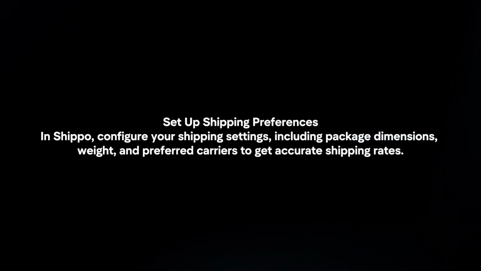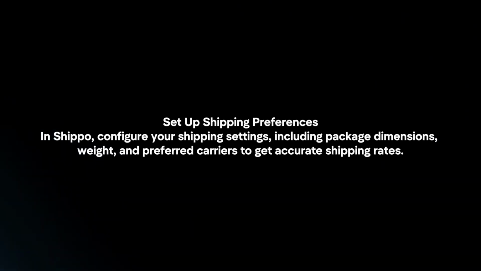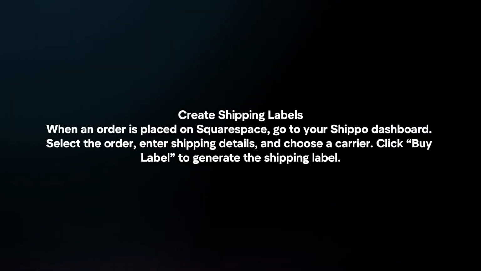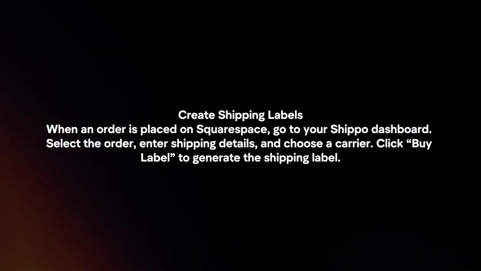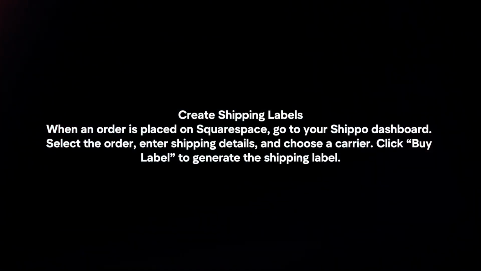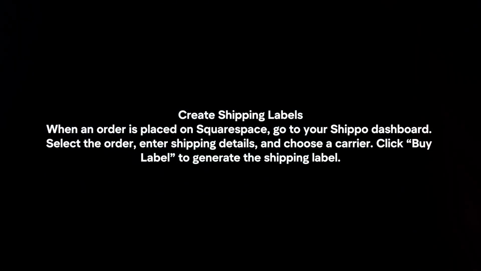Set up shipping preferences. In Shippo, configure your shipping settings, including package dimensions, weight, and preferred carriers to get accurate shipping rates. Create shipping labels. When an order is placed on Squarespace, go to your Shippo dashboard. Select the order, enter shipping details, and choose a carrier. Click Buy Label to generate the shipping label.